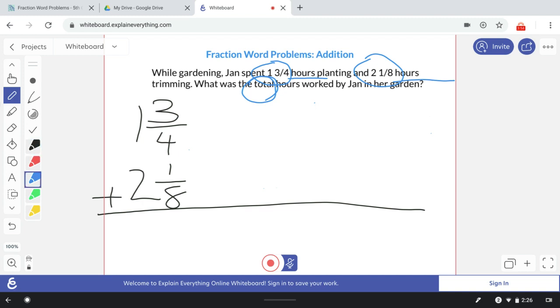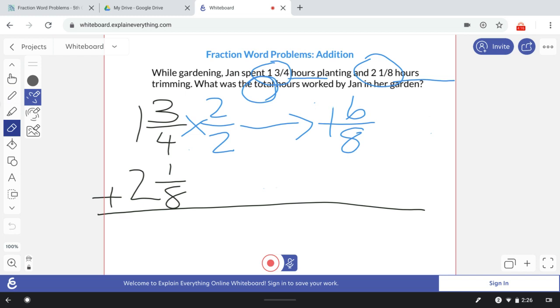So I need to find a common denominator by multiplying 3/4 by the whole 2/2. And my new equivalent mixed number is 3, and 3 times 2 is 6, 4 times 2 is 8. So it's 1, and I'm actually going to rewrite my 1 here since that line's going through it.